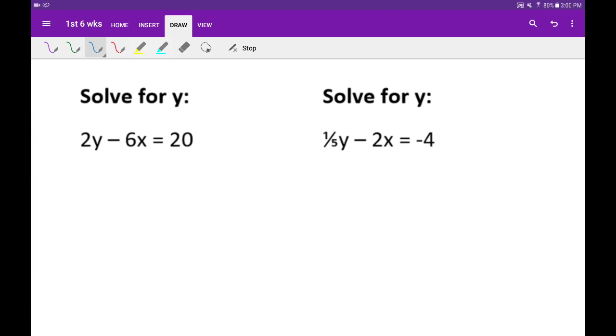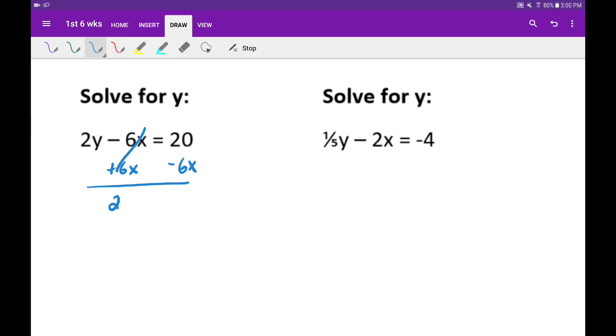Okay, on this one we're going to solve for y, basically isolate for y, and then an interesting fraction property comes into play here, and we do this quite a bit when we're trying to graph lines. So let's go ahead and isolate this y. So we're subtracting 6x from it, so we want to add 6x to both sides.